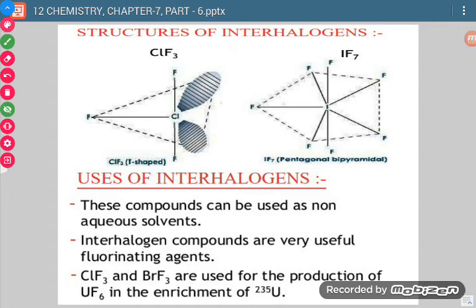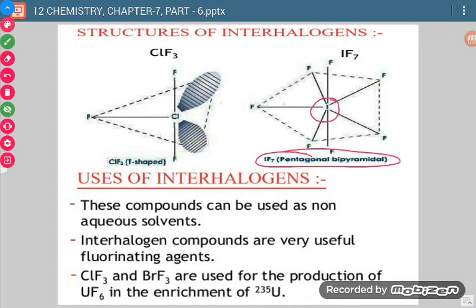Okay, in case of IF7, I is in the center and it is bonded to 7 fluorine atoms, and all of its electrons are used in that. So 5 of the bonds are in the same plane, forming a pentagon, and one is above the pentagon and one is below the pentagon. So its geometry is called pentagonal bipyramidal geometry.